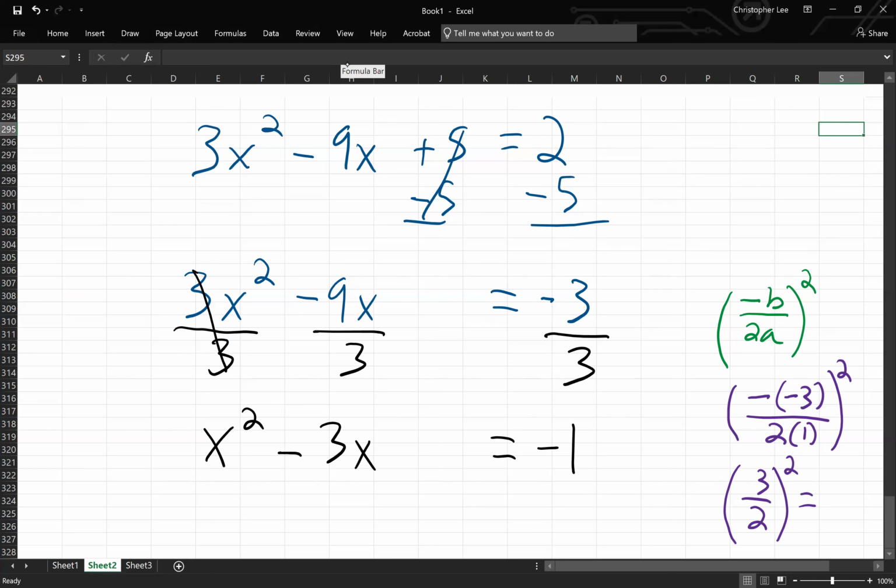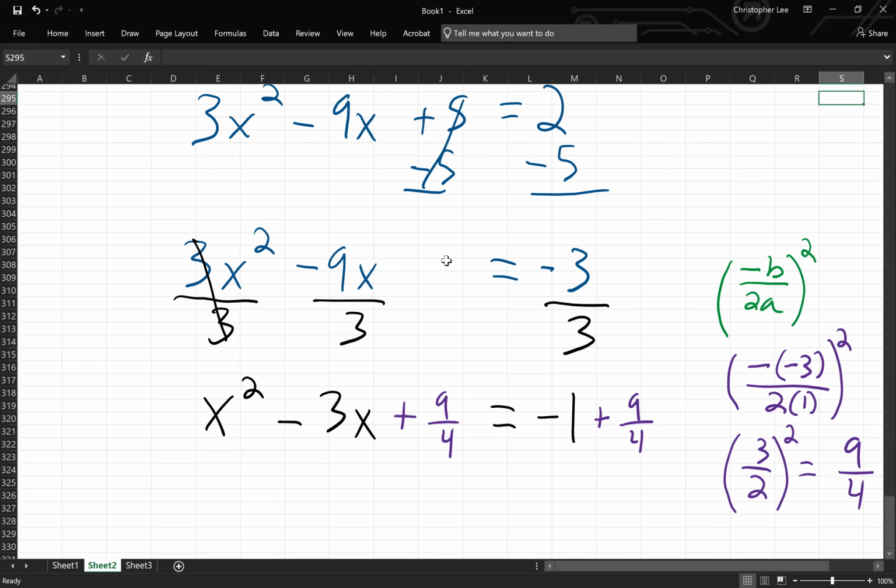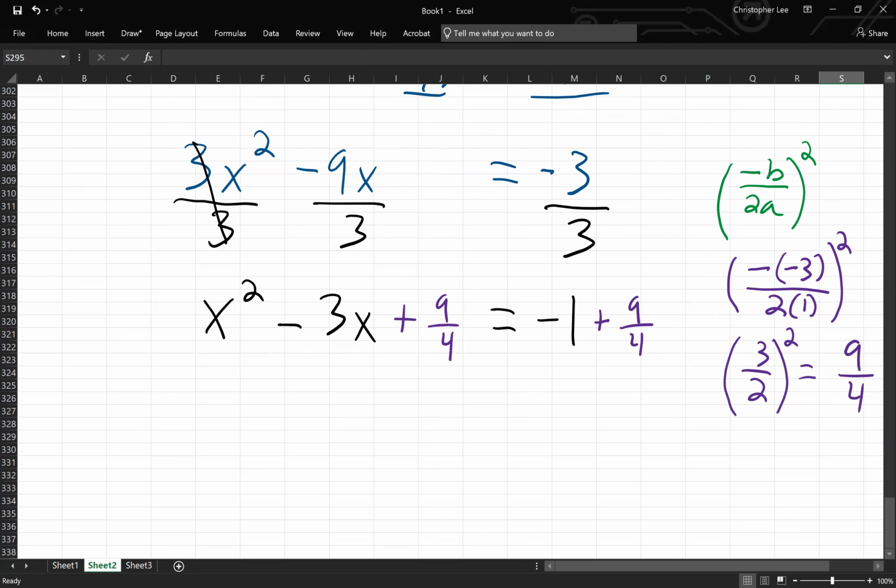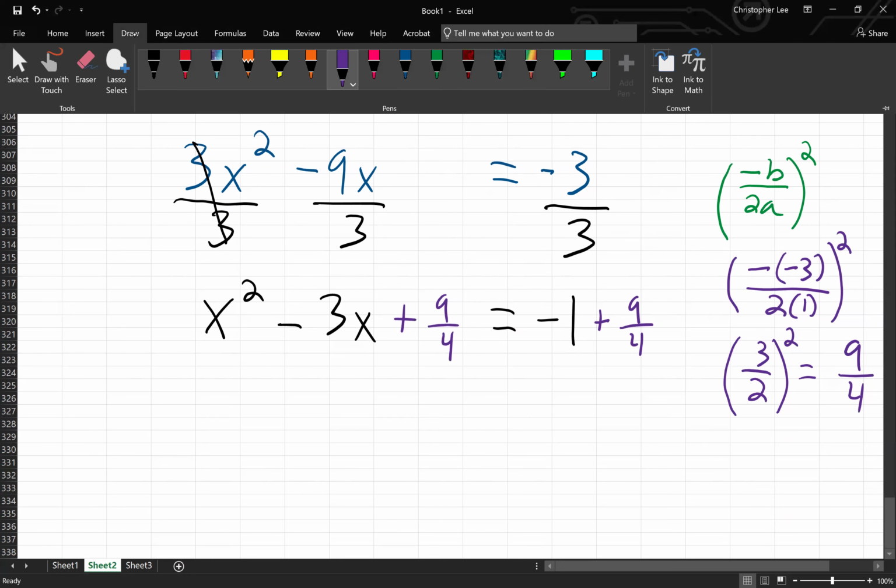Don't overthink it. Just square the top and the bottom. What is it? 9 over 4. That's it. So what am I going to do with the 9 over 4? I'm going to add 9 over 4 to both sides. Easy, right?